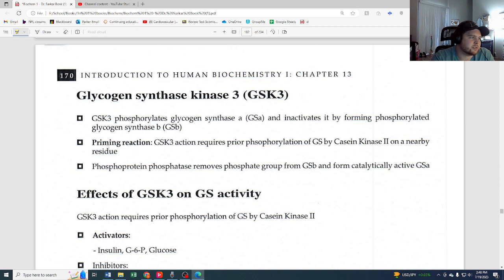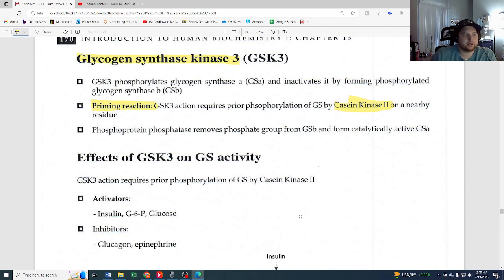Again, it's just a lot of different chemical names. Take a little bit of time to read through this. Understand what the priming reaction means. What does priming reaction mean? Know the name of this. I would also recommend knowing casein kinase 2. And really that's just know those couple of details and you should be fine.